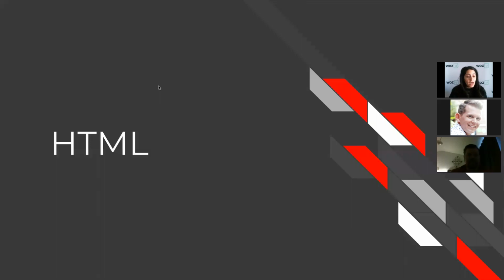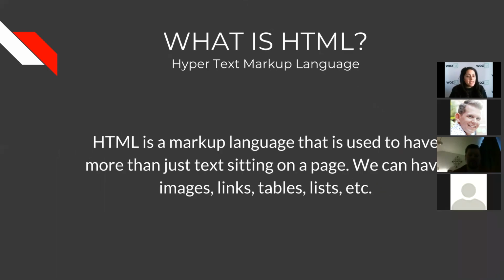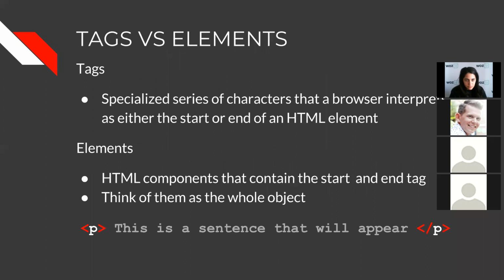All right, so let's go ahead and jump into HTML so we can put something on the screen. What is HTML? It is a hypertext markup language. Essentially what it does is allow more than text to sit on the page. You can have tables, images, links, lists, all sorts of things. It's the skeleton of any website. With that, there are different tags and elements that you use in order to make that skeleton.